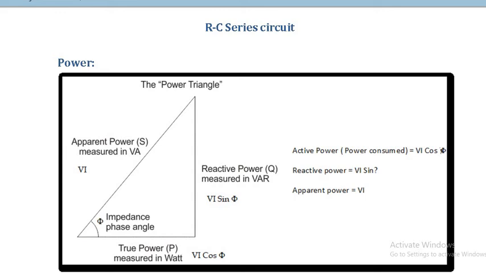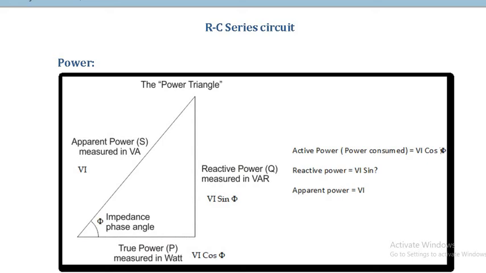This power is actually never metered, but researchers are doing many studies as to how this also is to be metered. This is reactive power, and reactive power's unit is volt ampere reactive. So VAR: V stands for volt, A stands for ampere, and R stands for reactive. And apparent power is VI. Unless specifically mentioned, we will always be calculating active power, that is VI cos phi, or equal to I square R.